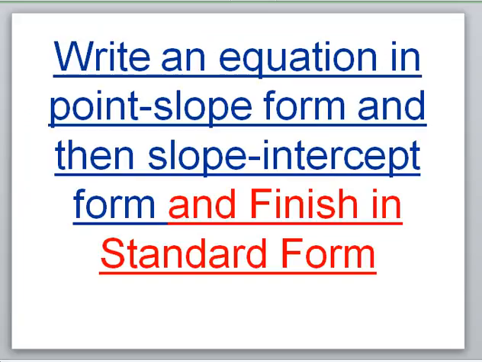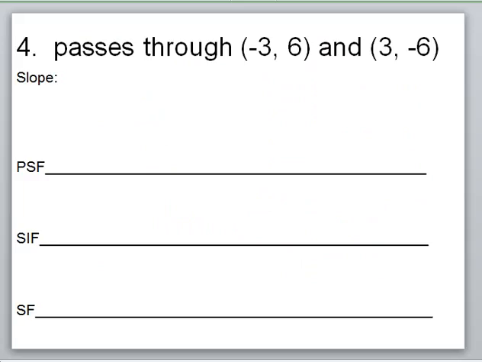Alright, the new part to these next problems is that I'm now going to finish in standard form. So I'm going to be doing 3 different forms. I'm going to write it in point-slope form, then I'm going to write it in slope-intercept form, and then I'm going to finish it up in standard form. So each time I'm still going to be finding the slope.